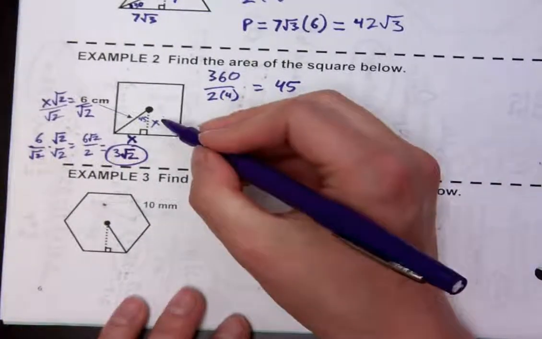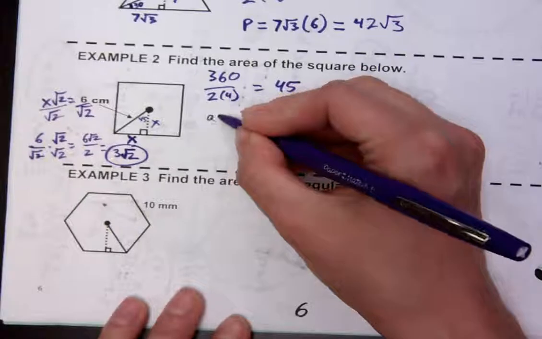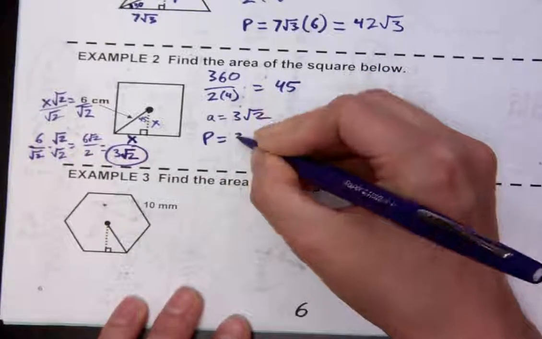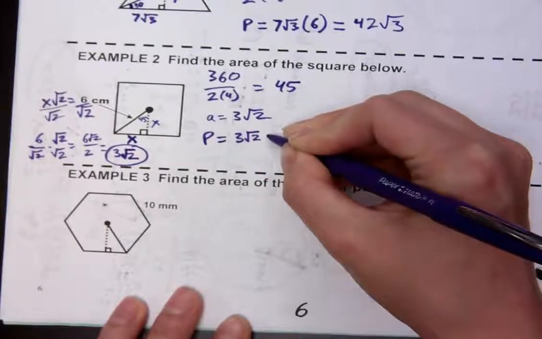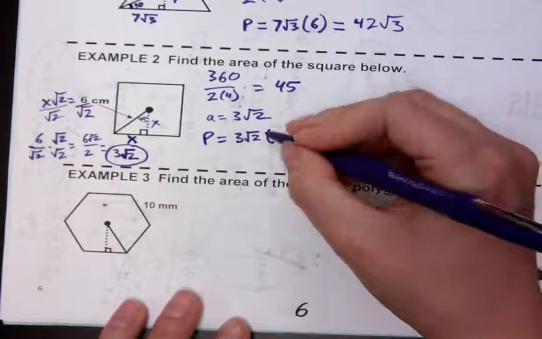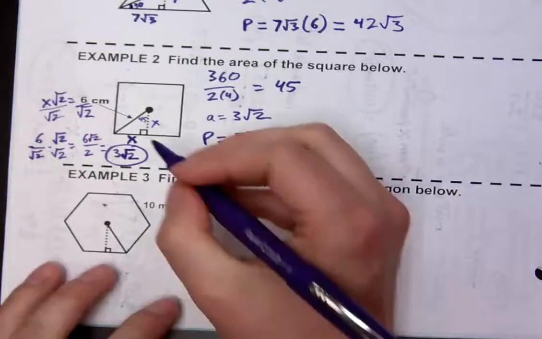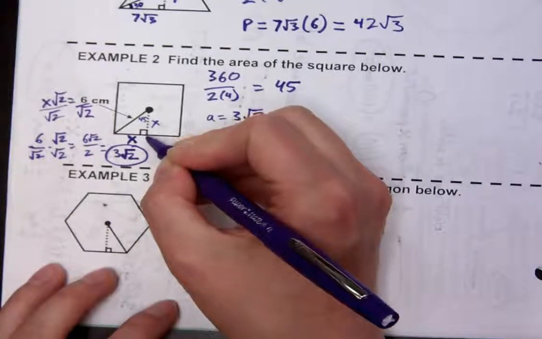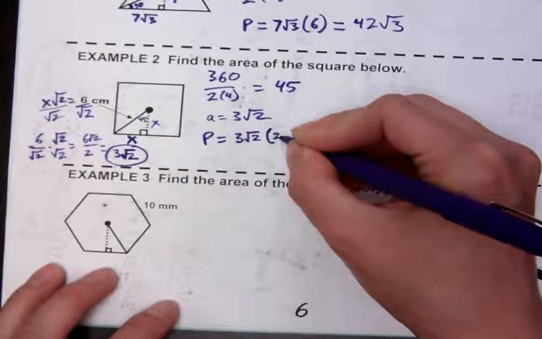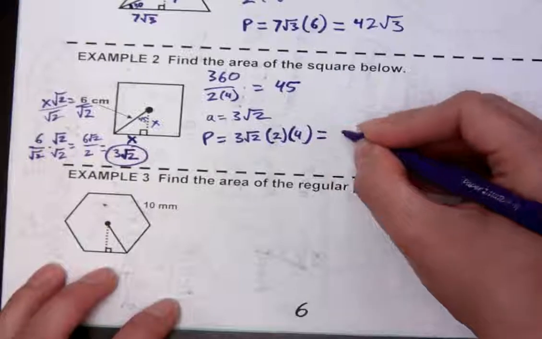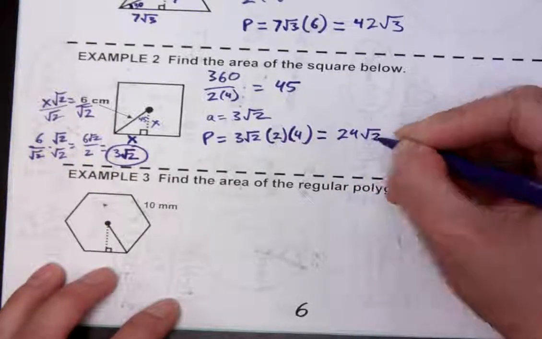Okay, so if x is, so my apothem equals 3 root 2. What's my perimeter? What do I do with that 3 root 2 on the side? Multiply by 4. So 12 root 2. Close. Do I multiply by 4 or by 8? 8. Because 3 root 2 is half the side, so I have to multiply times 2 times 4, or to shortcut, do it times 8. So 24 root 2.